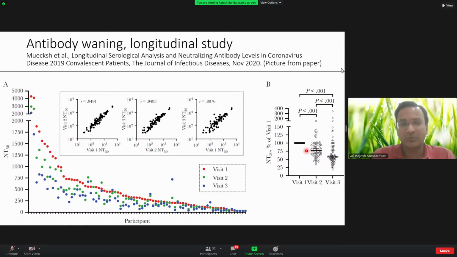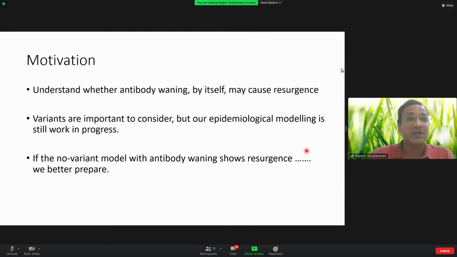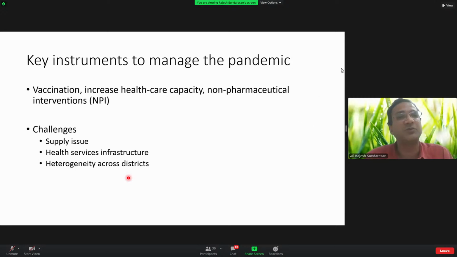So perhaps this could be used to study whether there might be a subsequent surge. And so we wanted to check whether antibody waning by itself may cause a resurgence. Variants are important to consider, but our epidemiological modeling is still work in progress to incorporate variants. But if the no-variant model with antibody waning shows resurgence, we better prepare. So that's what we wanted to check. That was the motivation for this work. So in the event there is a resurgence, what are the things that we have at our disposal?